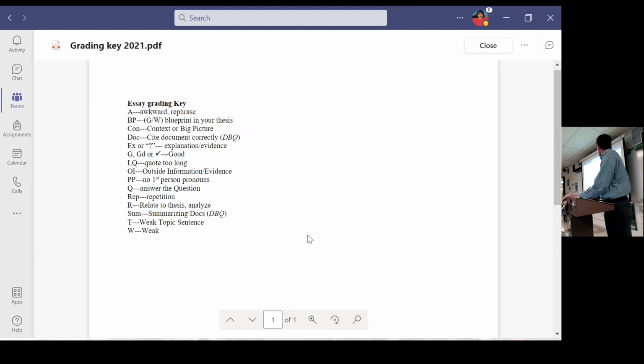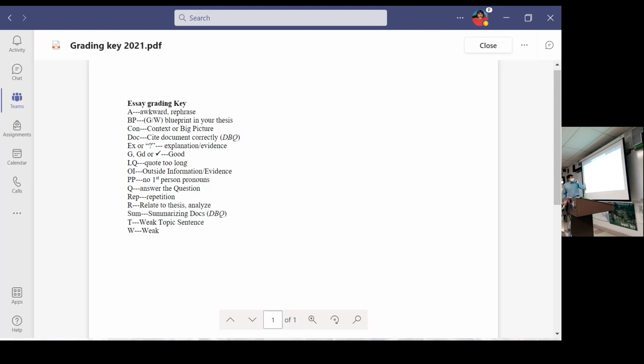R, relate to your thesis. Analyze, when it says analyze, the real definition of analyzing is relating it back to your thesis statement. And we'll talk about LQ, that's for DBQs and things like that, so don't worry about it here. Repetition. Q, a lot of people have Q. That's question. Answer the question.